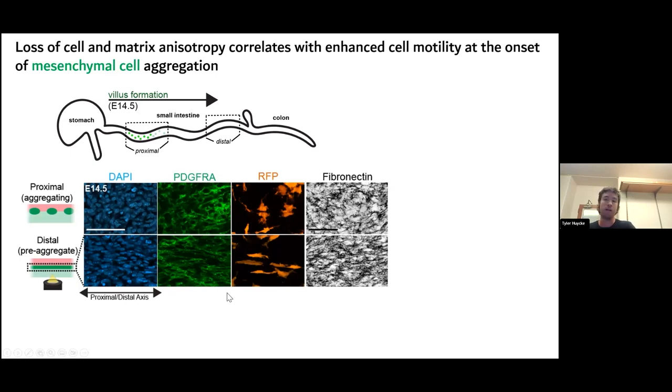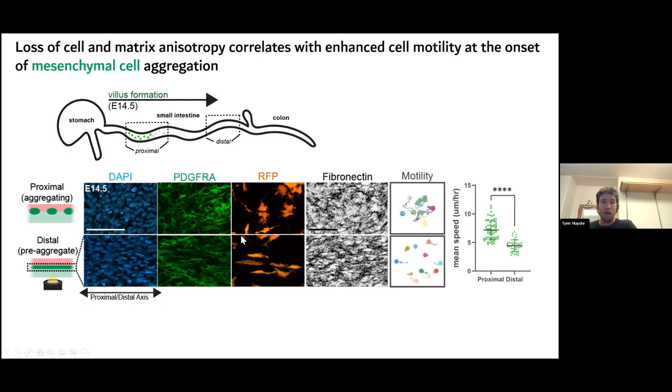And what we saw was really striking in that in the distal pre-aggregate regions, the cells, as well as the extracellular matrix, were highly aligned along the long axis of the gut. But in the proximal region, there was a loss, or a decrease, in this alignment. And this correlated with different modes of cell motility as well.